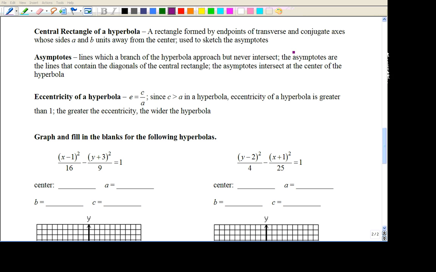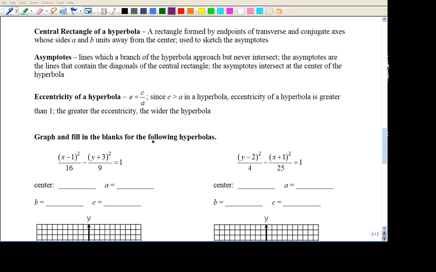And real quick, just before we start graphing these, let's look at these three things. We have the central rectangle of the hyperbola, which I noted in that picture. It's a rectangle formed by the endpoints of the transverse and conjugate axes, whose sides are a and b units away from the center. These are used to sketch the asymptotes. So once you know where the axes are, it makes it really easy to find the asymptotes.